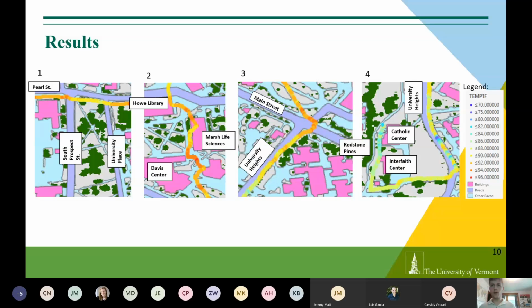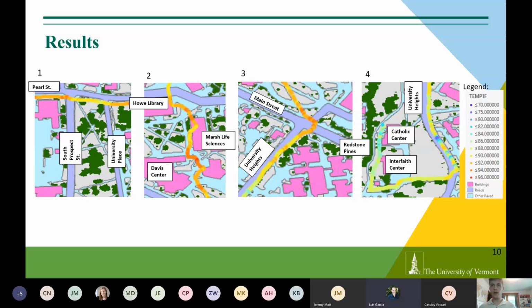In image 2, between the Marsh Life Sciences building and the Davis Center, you can see a spike in the dark orange dots there for a 2 to 4 degrees temperature increase as well. That can be attributed to the amount of impervious surfaces in the area and the surrounding buildings trapping in heat. And then you see an immediate decrease as you walk by the green ahead and with the yellow dots.